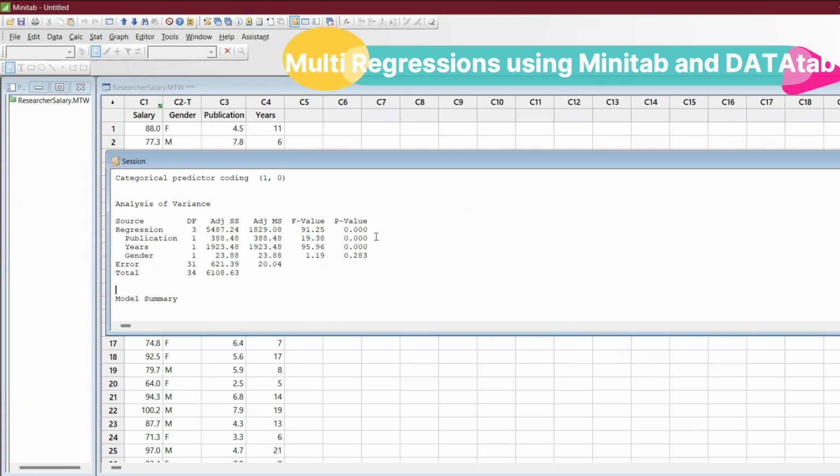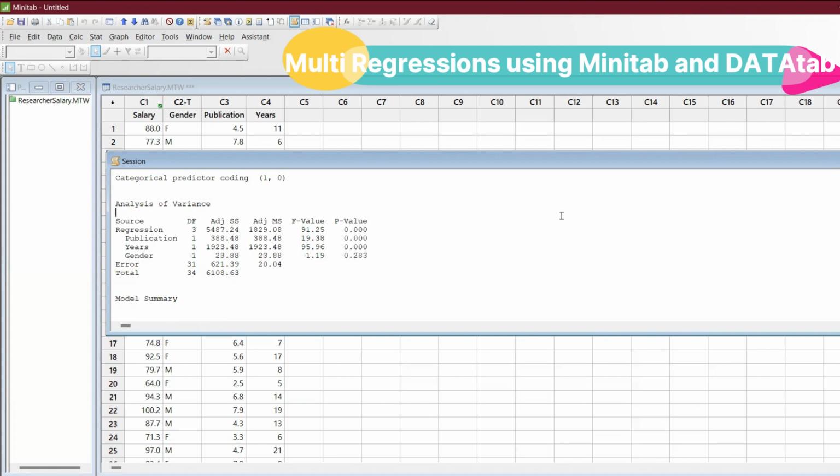So in this one, publication is a significant factor, and years is a significant factor. What is not significant is gender. Why are we saying gender is not significant? Because the P value is greater than 5%. Easily we can say it, right?